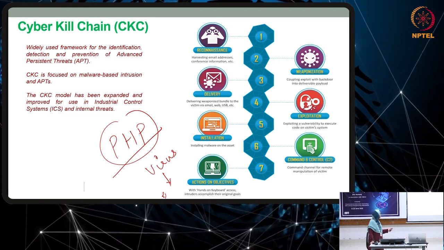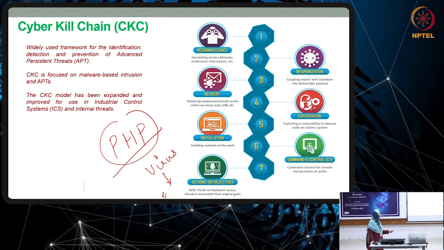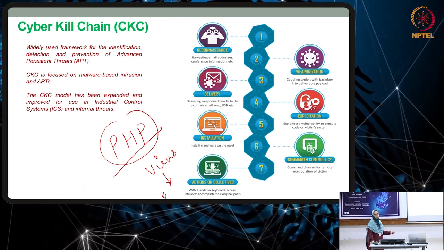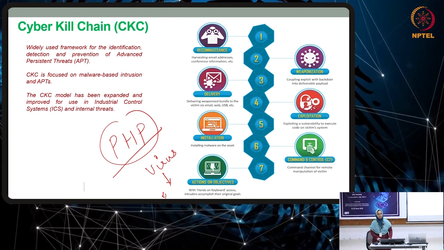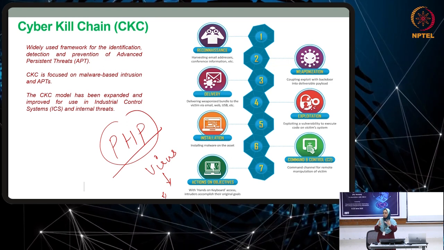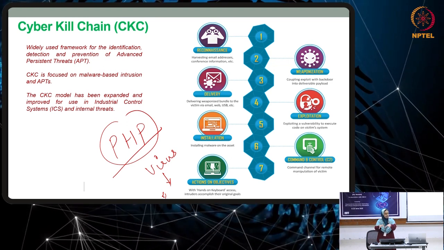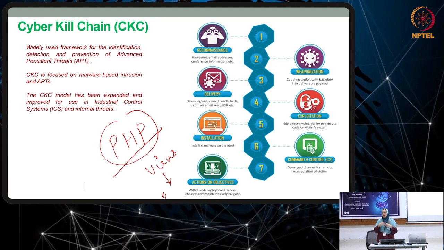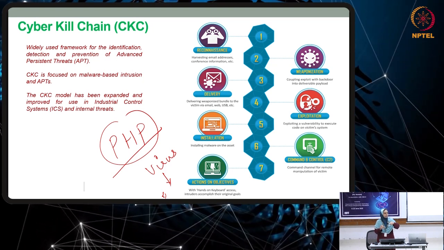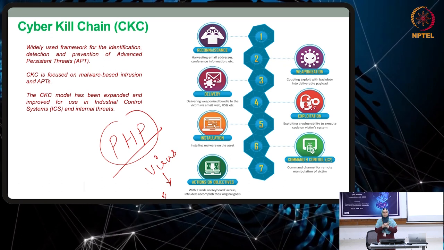Then you have the sixth phase called C&C or C2, command and control. Command and control means now your entire system is under my control. Because I remotely went inside, now everything is under my control. I can delete the files, I can copy the files, I can do anything on your system. That we call command and control.